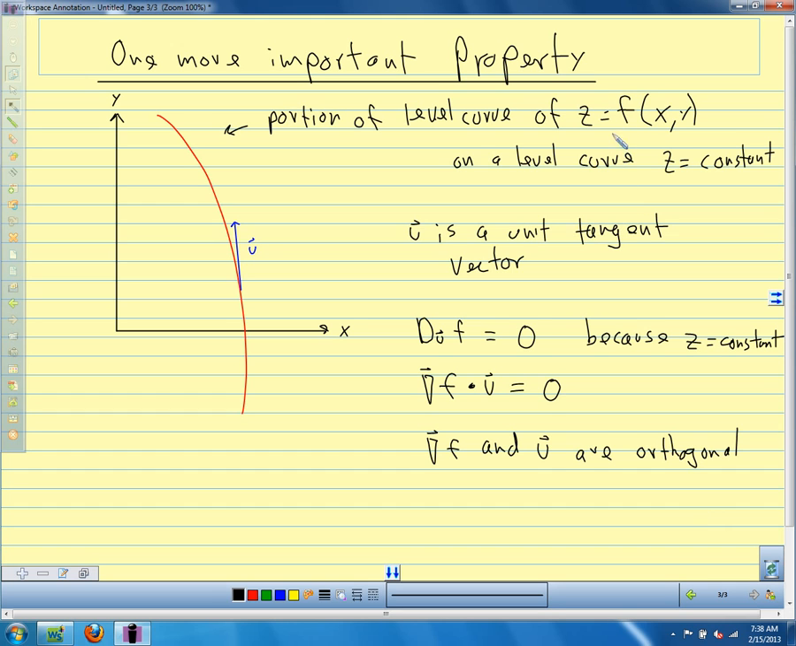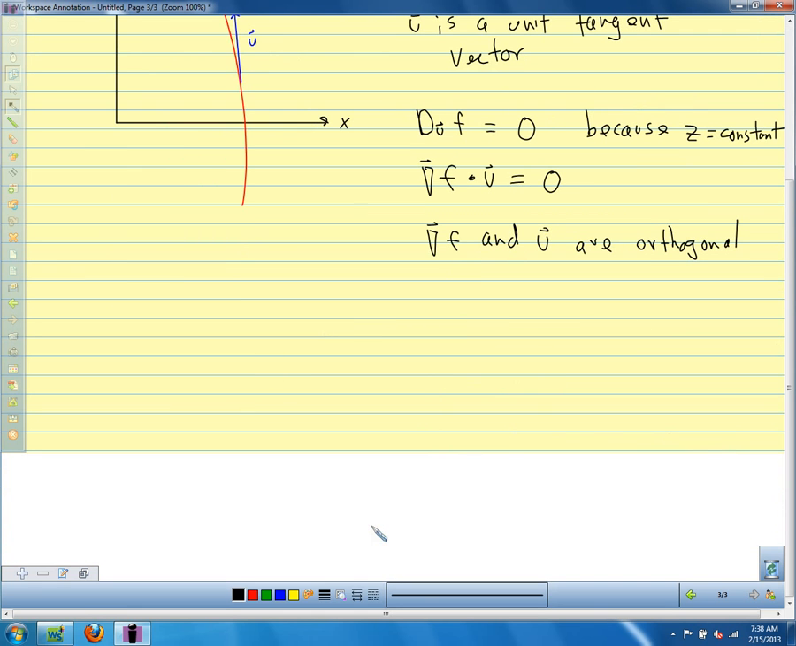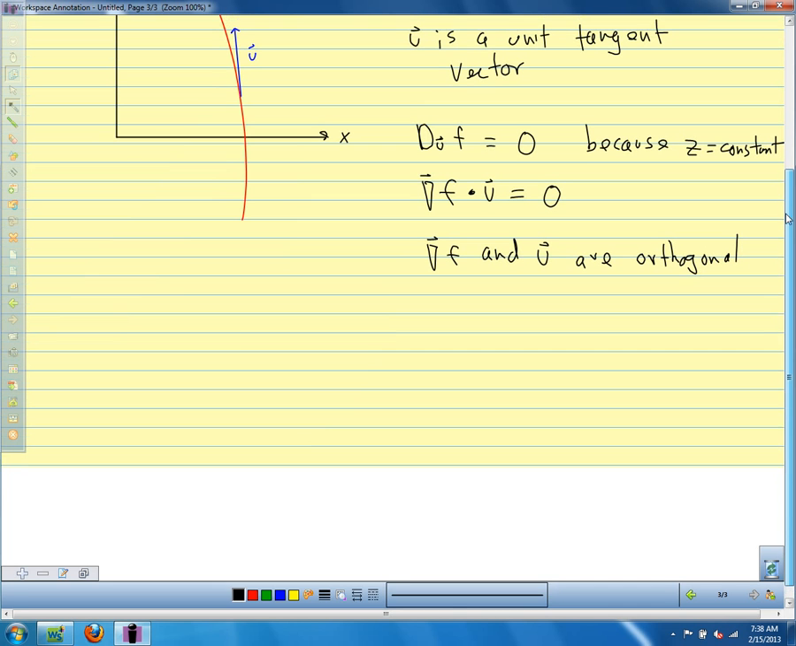So since z is some arbitrary function, u is an arbitrary unit tangent vector, if we're on a level curve, del f, the gradient, and the unit tangent vector are orthogonal, so del f is orthogonal to the level curve. So for any function, this is going to be our theorem.